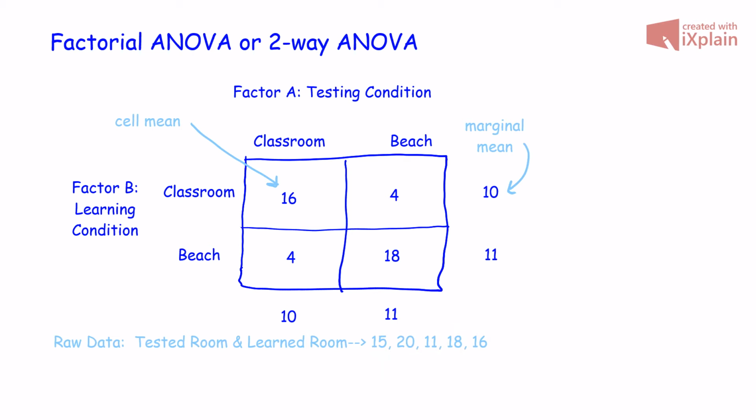And then, of course, we can do that for all the other cells. These are the 5 scores for the people who were tested in a room but learned on the beach. So tested in a room but learned at a beach. So the average of these is going to be 4. And I can do that for the other 2 cells.